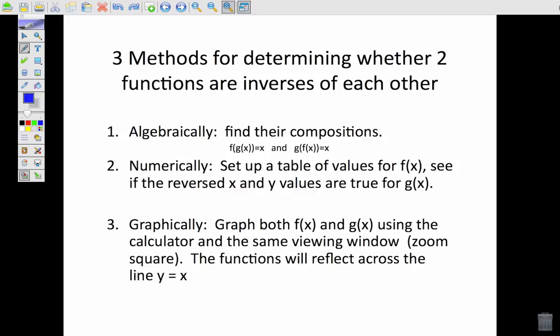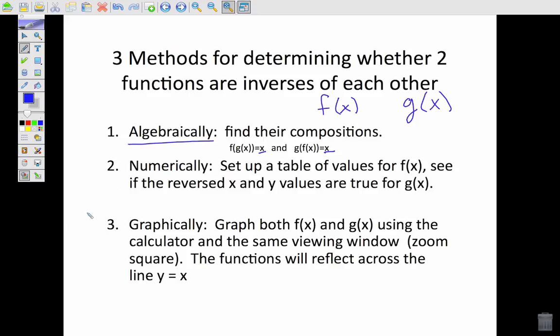The first method is to determine algebraically. Algebraically, what you would want to do is find their compositions. So if you've got two functions, f of x and g of x, and you're asked to determine are they inverses of each other, if you do both compositions and they equal x, then they are inverses of each other. That x correlates to the line y equals x, which is the reflection line for graphs and their inverses.